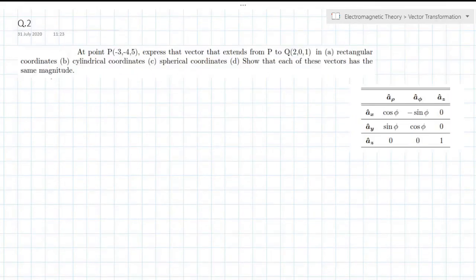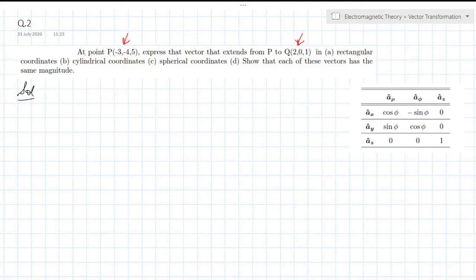Let us look at the next question. This question has two points, one is P and another is Q. We have to first find the vector which is made by these two points. So this question is big. Before reading the complete question, let us solve it part by part.